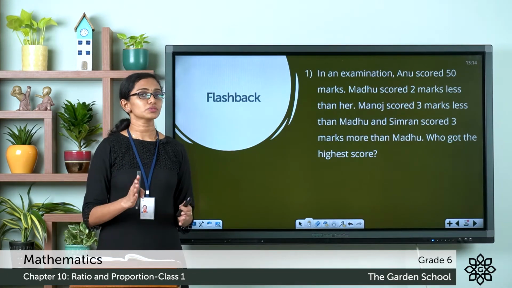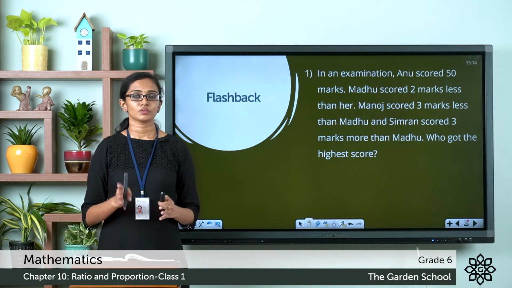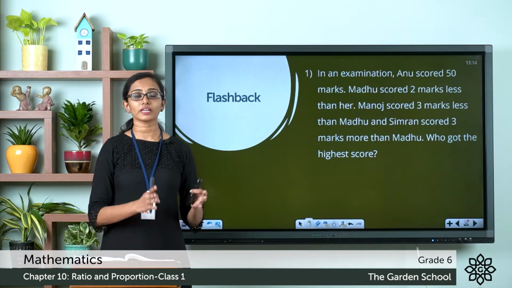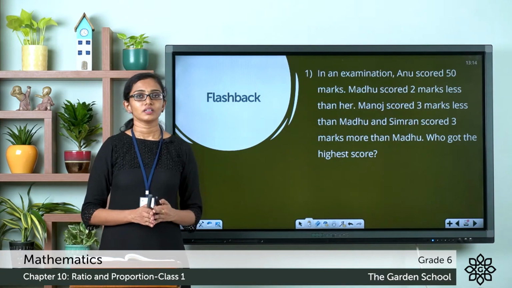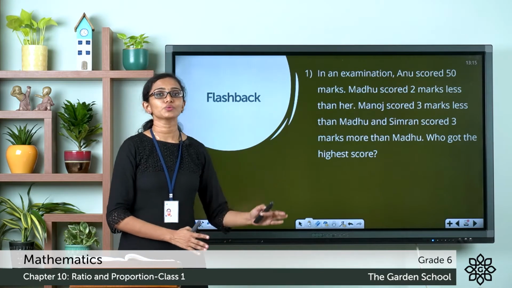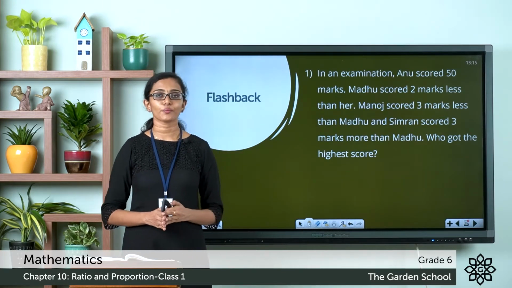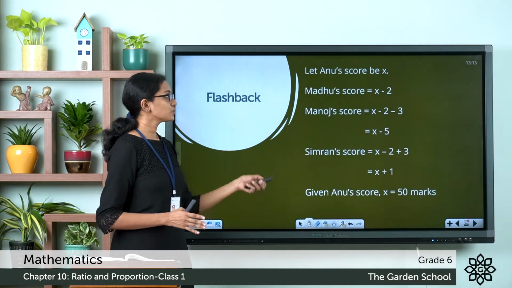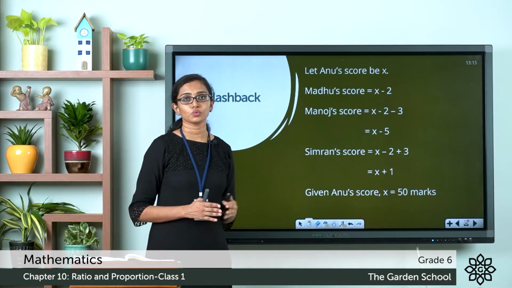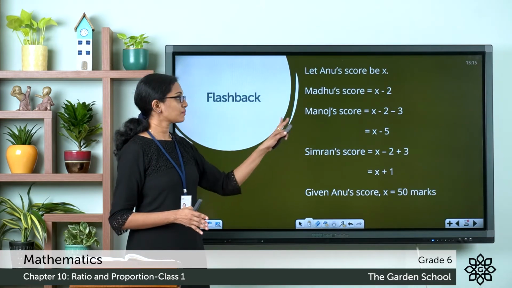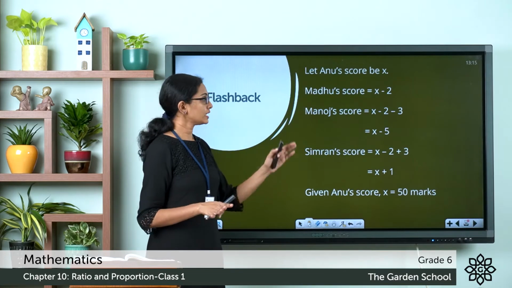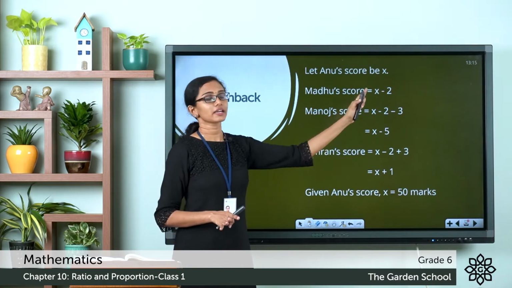We are given Anu's score as 50 marks. So to find out everyone's score, let's assume that Anu's score is X. Now everyone else's score can be expressed in terms of Anu's score X. Let's see how. So if you assume that Anu's score is X, Madhu's score will be X minus 2, because it is given in the question that Madhu scored 2 marks less than that of Anu. So we can write Madhu's score is equal to X minus 2.